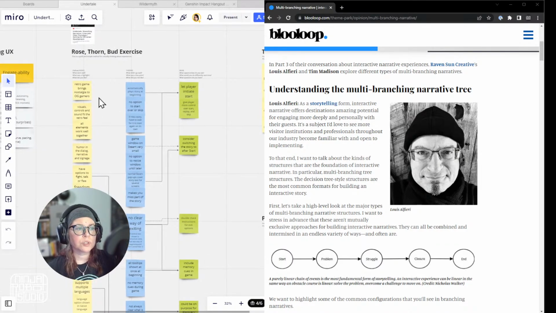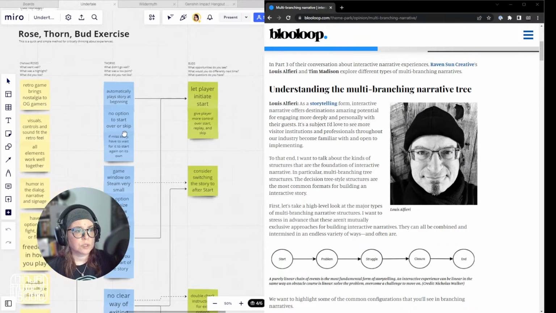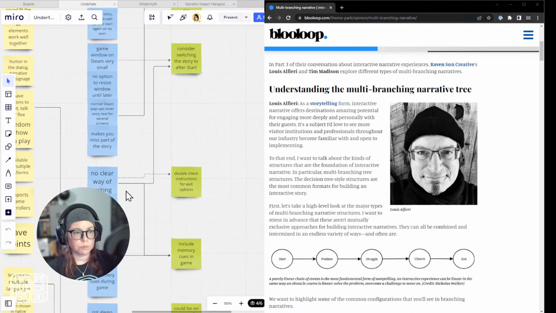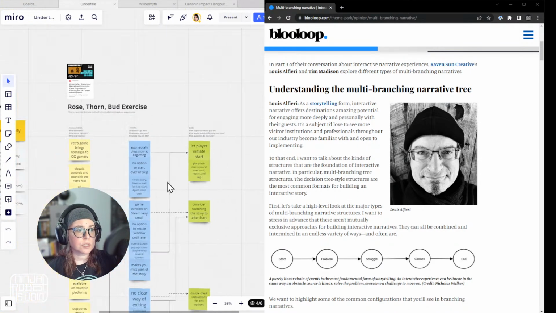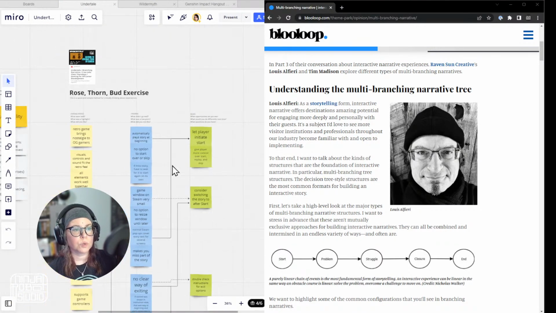Roses are the things that are good about it, because we always want to identify the good, because we want to learn from the good as well as the bad. Then we talk about the thorns, which are the things that aren't so good, and the buds are what we can do about it, or what the next steps are. Ideally we have one bud for each thorn, because it's not just about complaining, it's about what we do about it. So what can we learn from this?